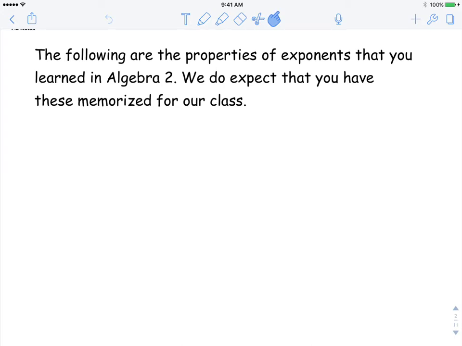In this lesson, we're going to work with the properties of exponents that we've also worked with in Algebra 2. At this level of our math course, you should have these properties memorized by the end of this lesson and your assignment.